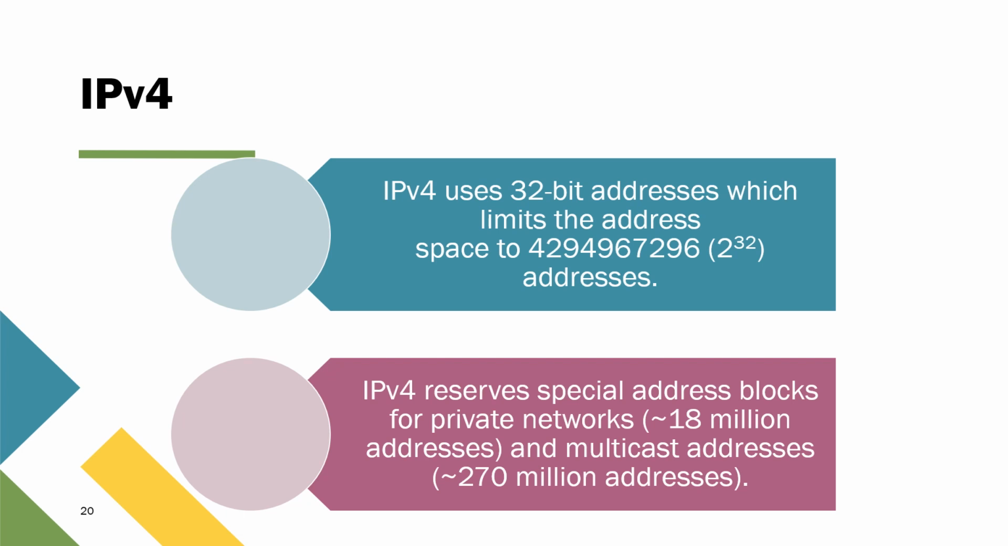During that time when the IPv4 was created, it was said that this number is enough for all the computers. Of course, during that time, not many computers were being used, and not many devices were using the network. IPv4 reserves a special address block for private networks, which is around 18 million addresses, and multicast addresses, around 270 million addresses. So we're going to look into what is a private network and what is a multicast network.